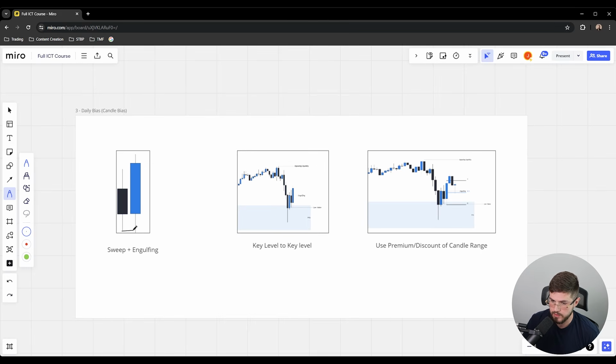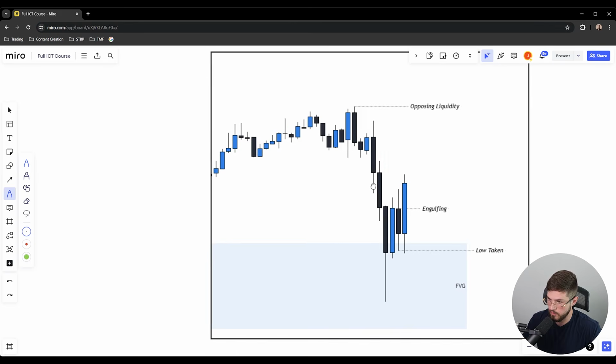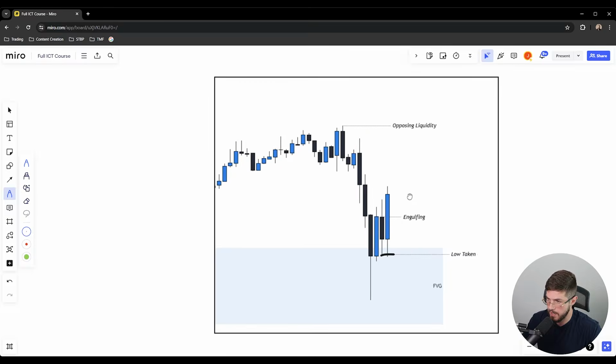Now, let's talk about candle by candle bias. If one candle sweeps a previous candle and then engulfs it, if it engulfs its body, that's a high probability setup that's going to go higher. If it engulfs the body and the wick, that is a very high probability that the market is going to trade much higher. So even in candle by candle, look right here. The market swept this candle out and engulfed it. That is a sign we're likely to trade higher.